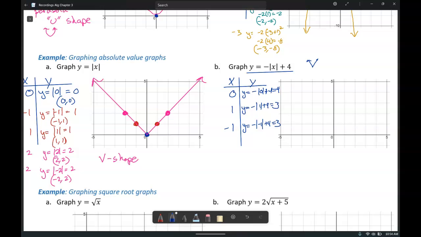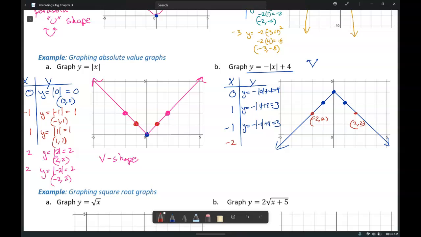So let's plot those points. 0, 4, negative 1, 3, as well as 1, 3. And there we see our V shape starting to form. And so we could probably make a prediction that our graph is going to move in this particular way. But let's double check it with the next 2 points. What we should see is the point negative 2, 2, as well as the point 2, 2. So let's see if we get those points.